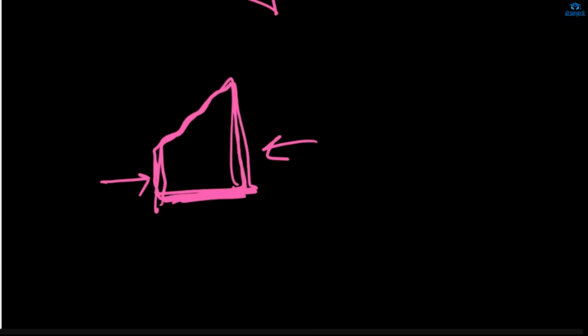If this is your trapezium, what will be the height of the trapezium? Obviously, this will be the height of your trapezium, because these are parallel sides. This can't be the height. Either you draw it like this, and obviously this will be equal to this.